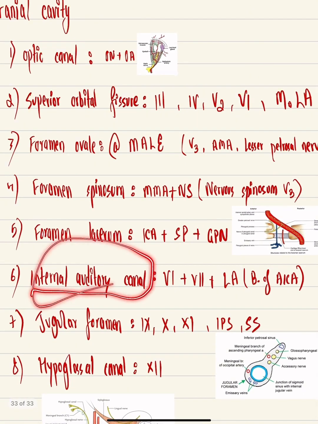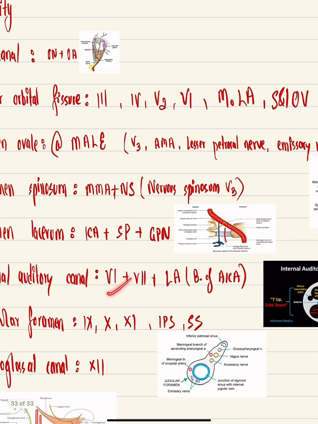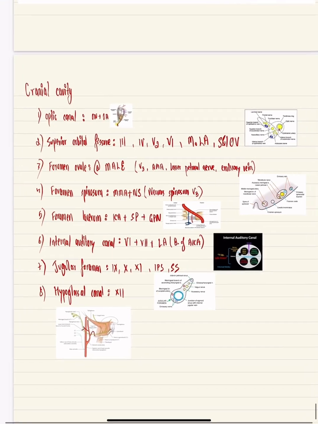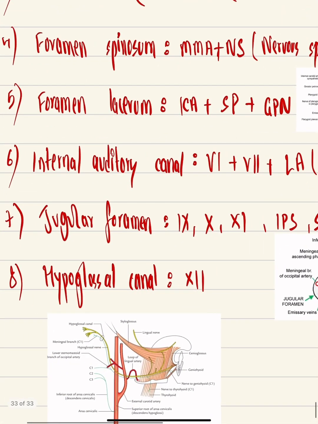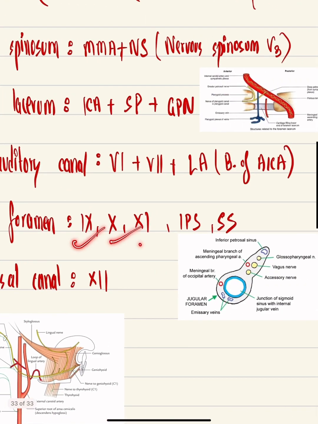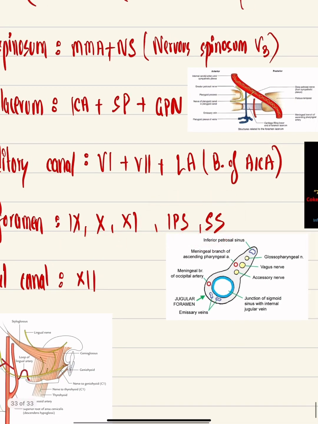Next, our internal acoustic meatus, which harbors the 7th, 8th cranial nerves and labyrinthine artery. You can see here the internal acoustic canal. And next is our foramen juguli or jugular foramen, which contains 9, 10, 11, and some sigmoid sinuses. You can see here the inferior petrosal sinus, IPS, sigmoid sinus, and 9, 10, 11. 9 is glossopharyngeal, 10 is vagus, and 11 is accessory nerve.